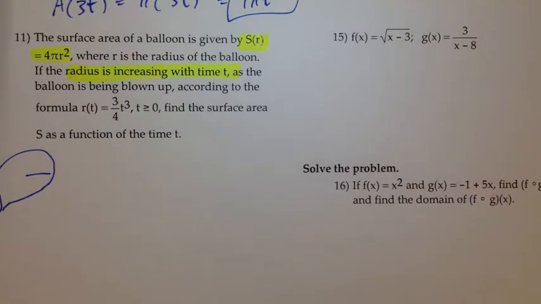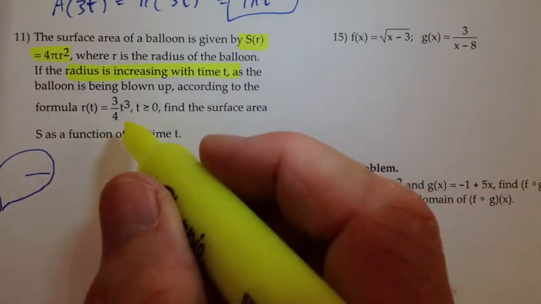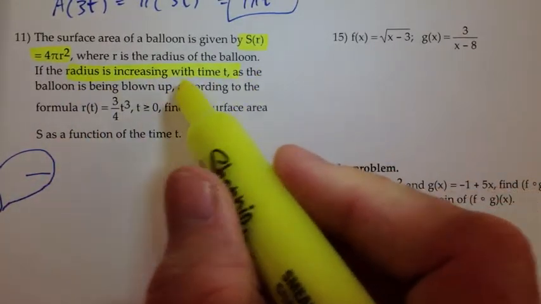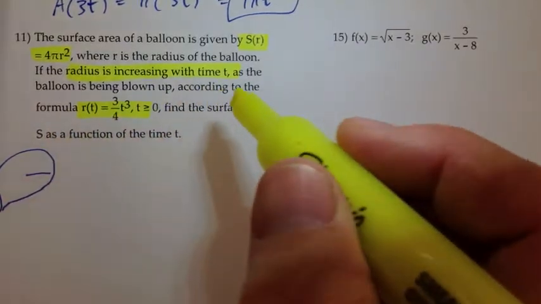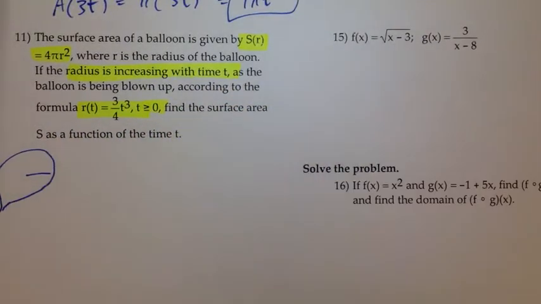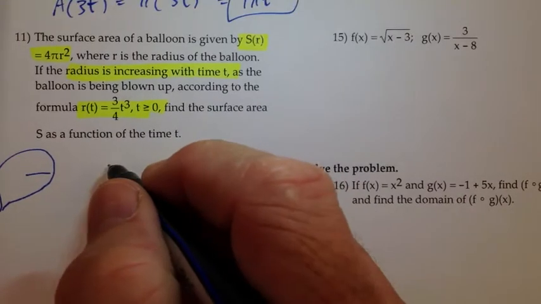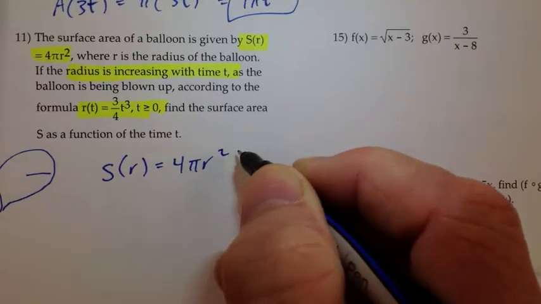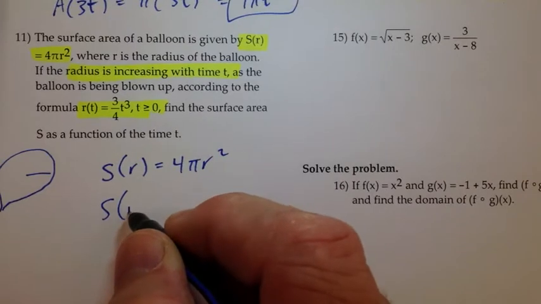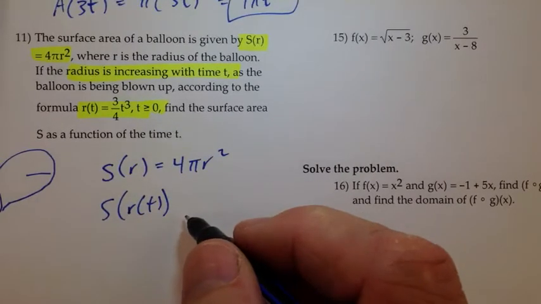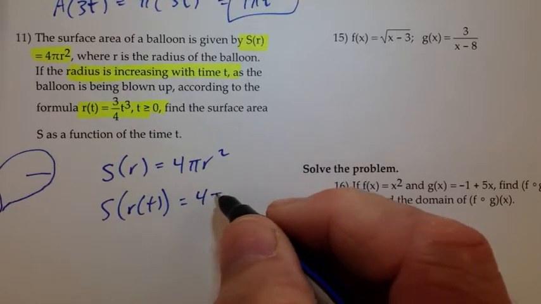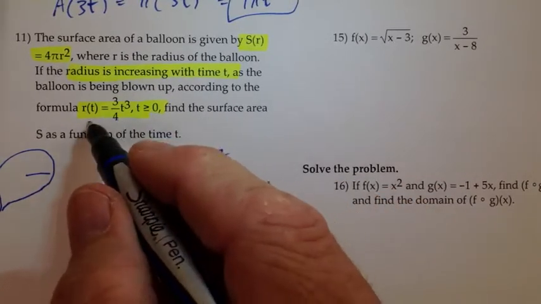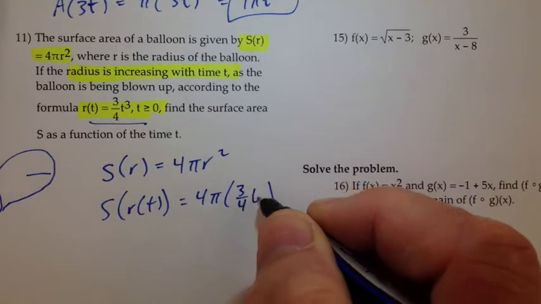When you first start, radius is 0. Keep going, t equals 1, t equals 2. The radius keeps increasing. According to the formula, radius is dependent upon time. Find the surface area as a function of time. We know that the surface area is dependent upon r, 4 pi r squared. We know that r is dependent upon t, and so we're just going to replace r with what r of t is equal to. So that's 3/4 t cubed.